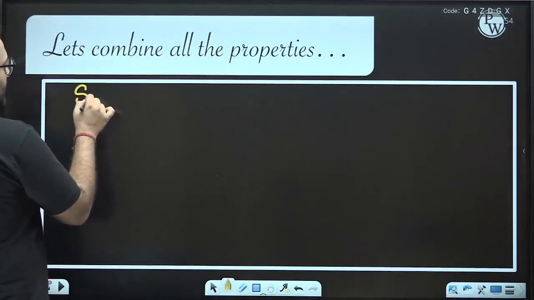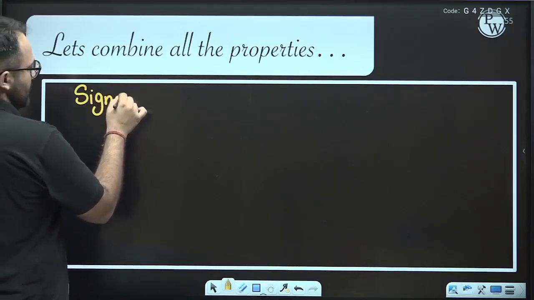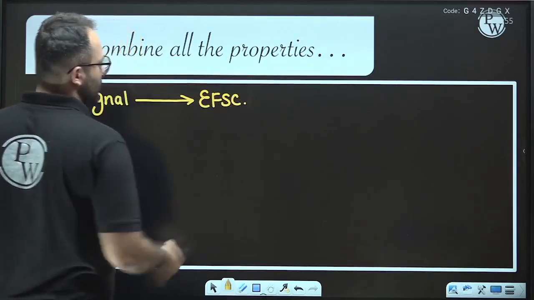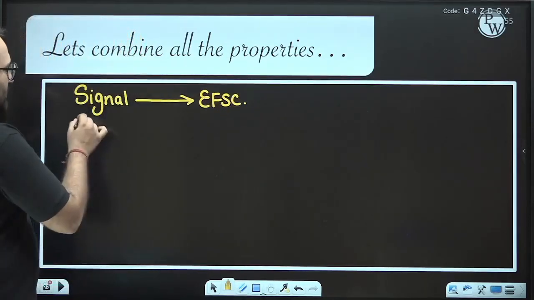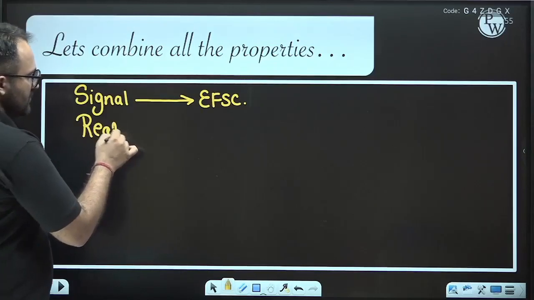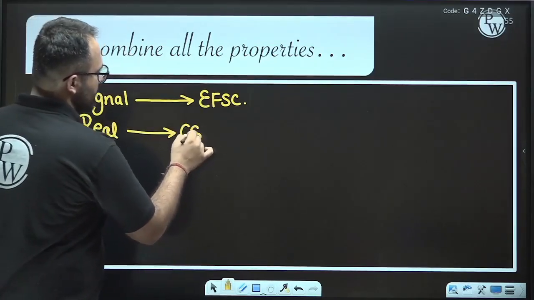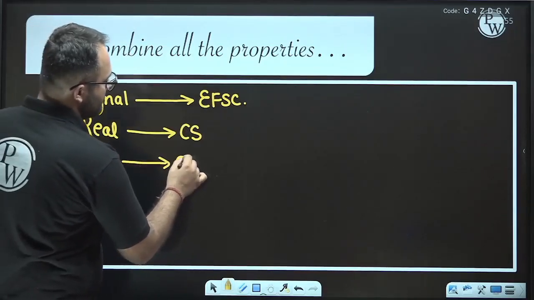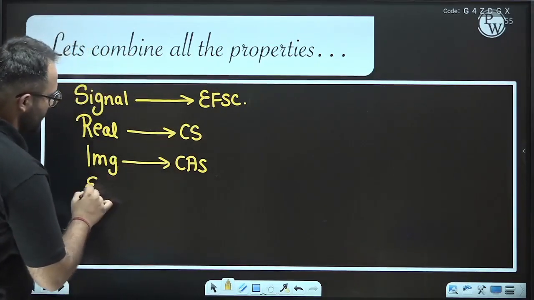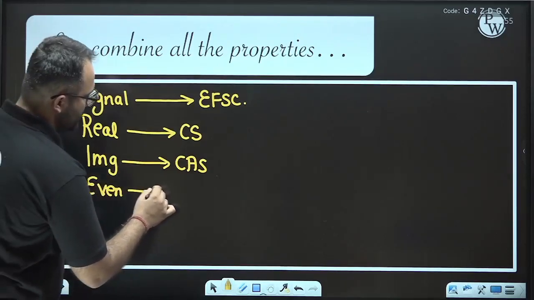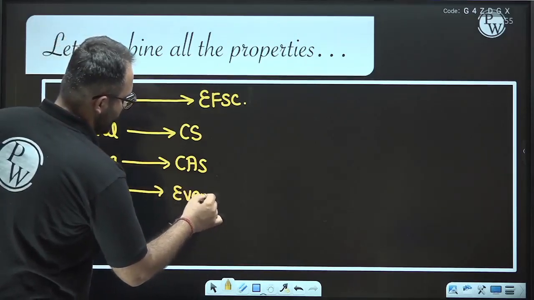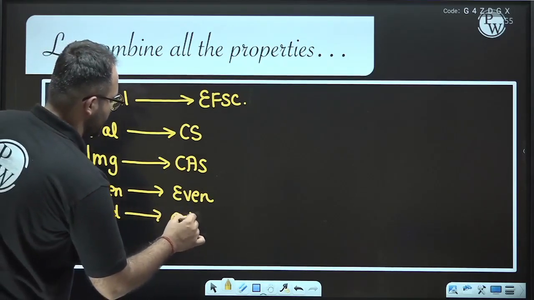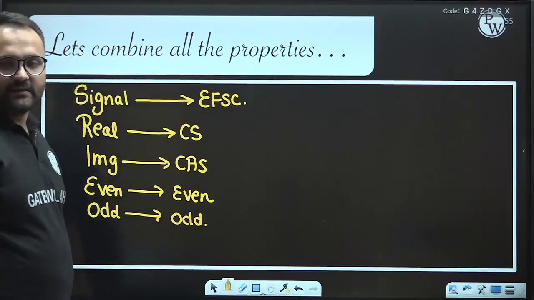So here we are going to write the type or property of the signal and the exponential Fourier series coefficient property. If the signal is real, the Fourier series is conjugate symmetric. If the signal is imaginary, it is conjugate antisymmetric. If the signal is even, the Fourier series is even. If the signal is odd, the Fourier series is also odd. Great.